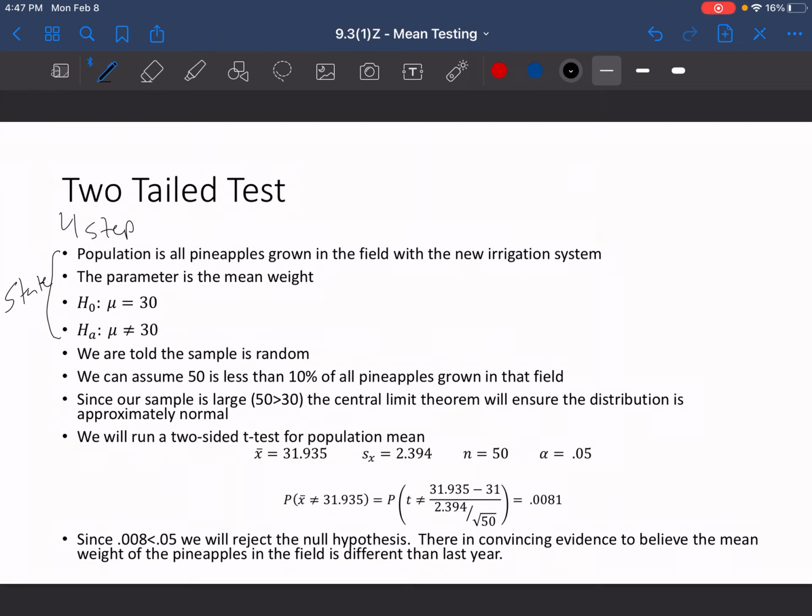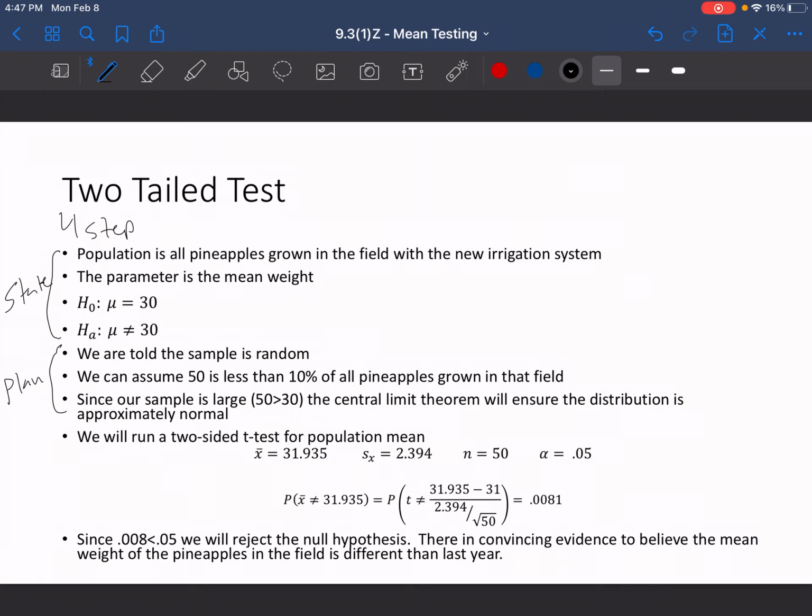From there, we need to plan. We need to check our conditions. So we're told that the sample is random in the problem. We can assume that 50 is going to be less than 10% of all pineapples grown in the field. And since our sample is larger than 30, 50 is larger than 30, we can use the central limit theorem to ensure that the distribution is approximately normal.